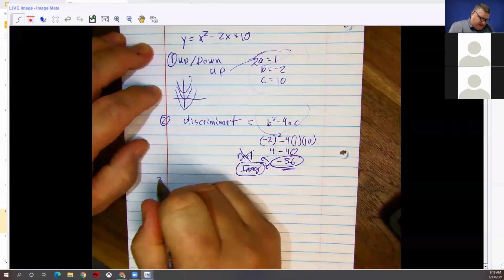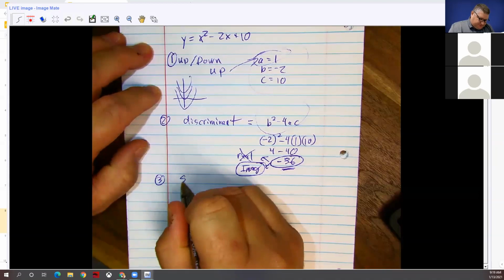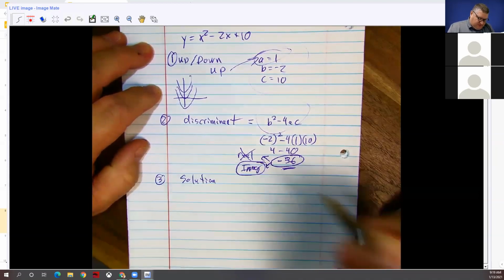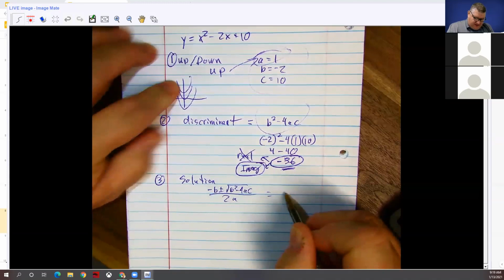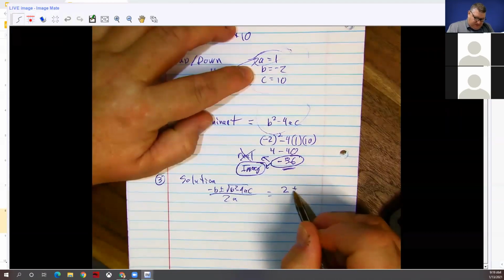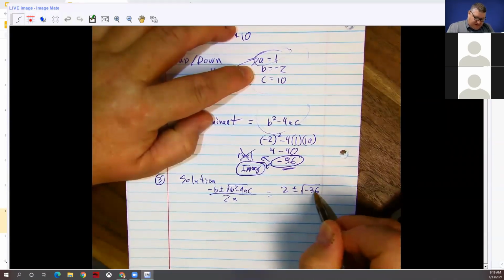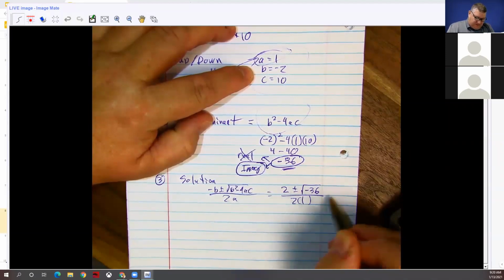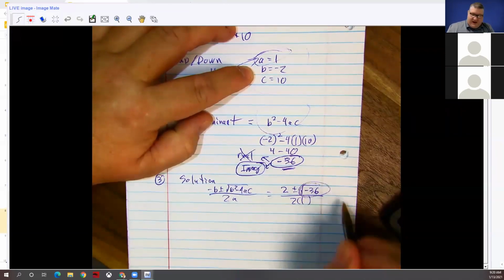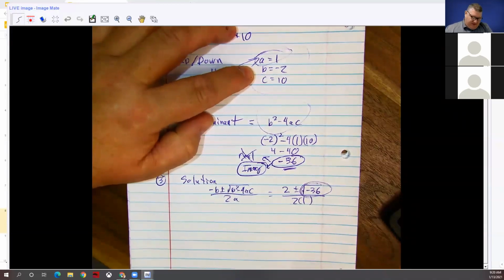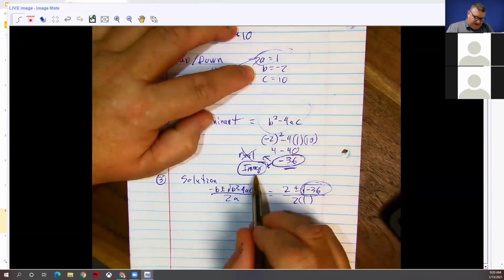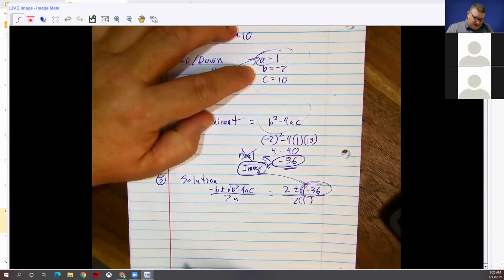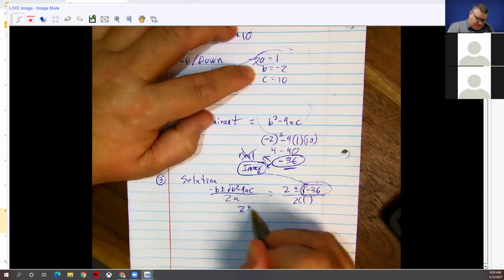So let's go ahead and find the solutions. We're going to use the quadratic formula: opposite of b plus or minus square root of b squared minus 4ac, all over 2a. So we come up with 2 plus or minus the square root of, we already know that's -36, all over 2 times 1. At this point we say, wait a minute, I can't find the square root of a negative. So that means it is imaginary.